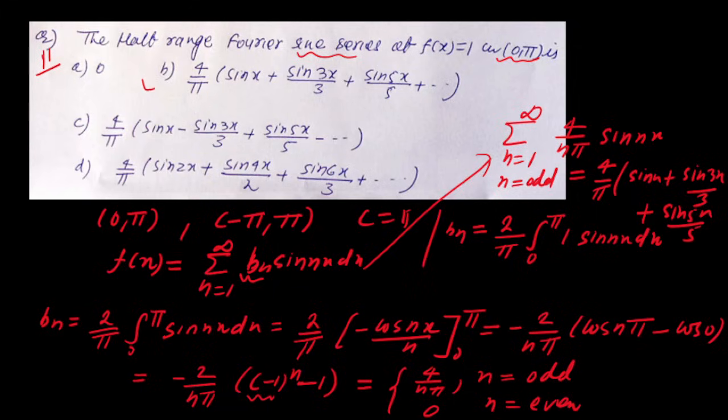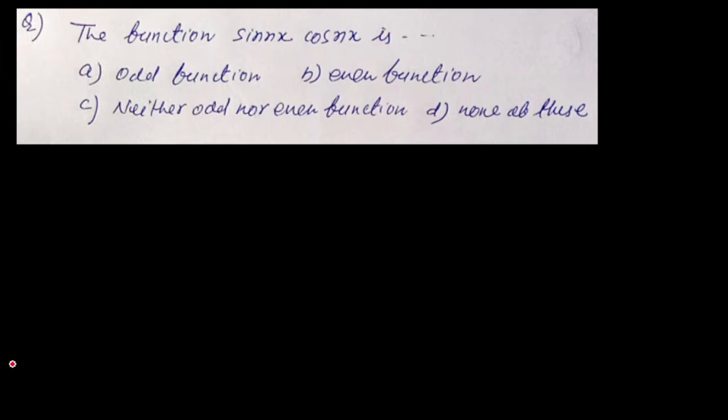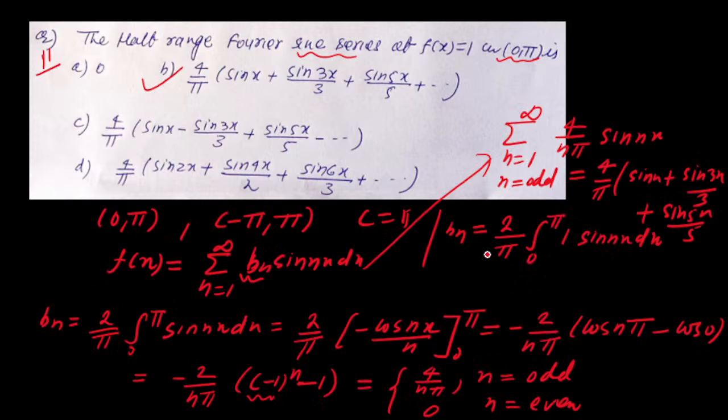So the correct answer here will be B. I again repeat, in case you have not watched the Fourier series video completely, you should watch it, because some of the things might not have made sense to you, like why I am writing 2 by pi, or why I am taking the c or something like that.